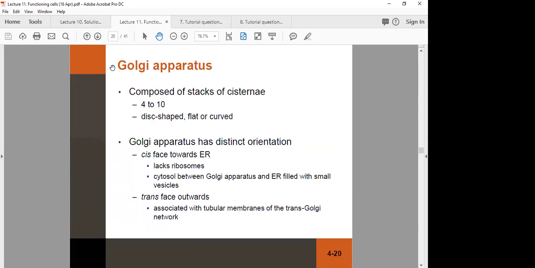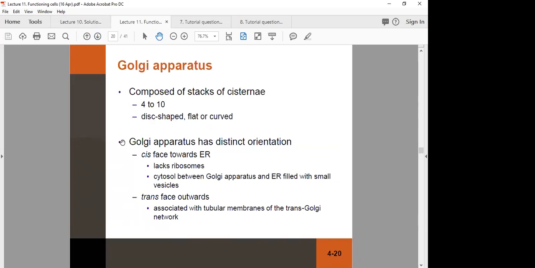Our next organelle is the Golgi complex or Golgi apparatus. It looks very similar to the endoplasmic reticulum, but it's much smaller. The Golgi comprises stacks of membranes called cisternae, and the number of stacks varies from approximately 4 to 10. Although the Golgi apparatus that you would find in a small algal cell might only have 1 stack of cisternae.